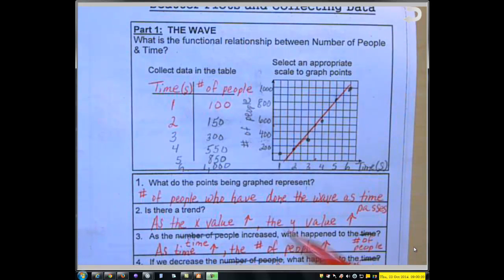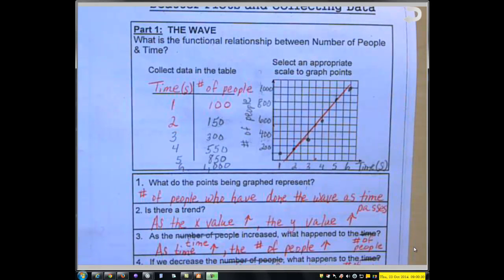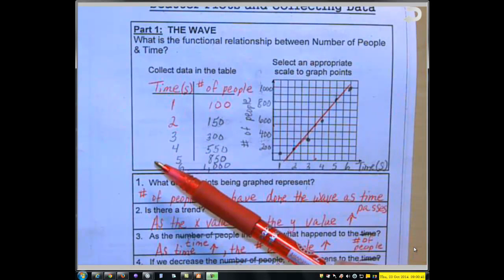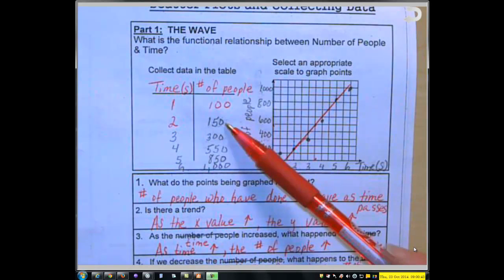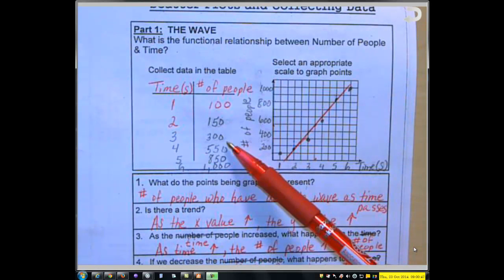So I've put some points in a table of how many people may have participated in the wave after a certain length of time. I didn't go to the game and count this or anything, but this seemed to make sense. So what I figured was after 1 second, 100 people had done the wave. It was a little bit slow to catch on, so after 2 seconds, 150 people had done the wave. After 3 seconds, 300 people.